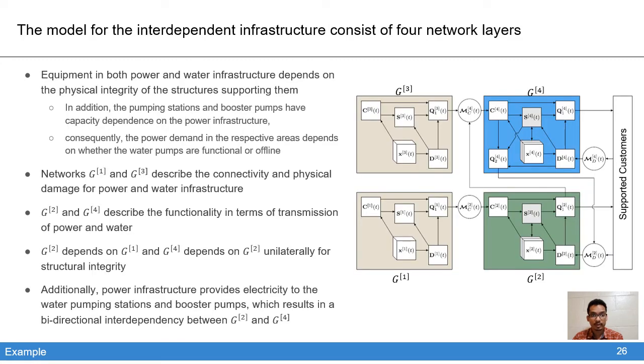The model for the interdependent power and water infrastructure consists of four network layers. Equipment in both power and water infrastructure depends on the physical integrity of the structures supporting them, and in addition, the pumps have capacity dependence on the power infrastructure, and consequently, the power demand in the respective areas depends on whether the water pumps are functional or not.